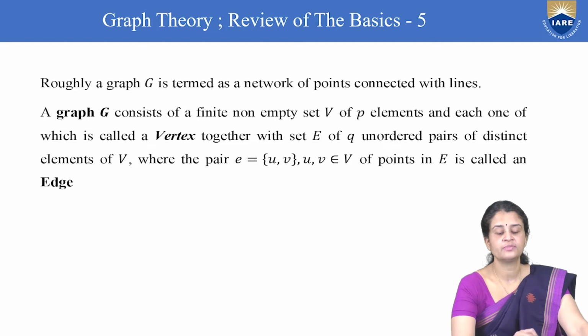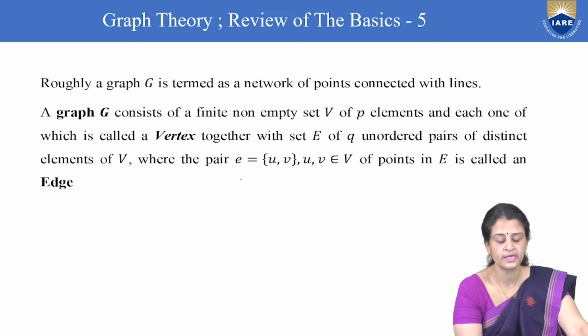Roughly, a graph is termed as a network of points connected with lines. And we have seen the formal definition of a graph. Graph G consists of two sets V and E, where the points of V are called vertices and the points of E are called edges. And how are they connected? Each element e of capital E is given as an ordered collection of distinct elements of V.